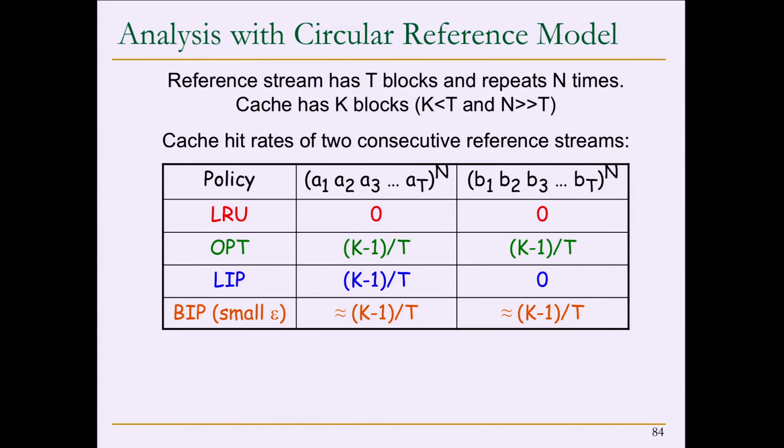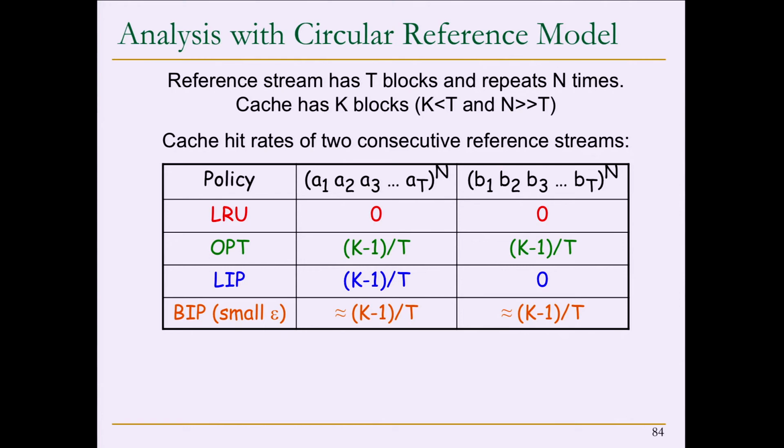What optimal will do is, because you have this cyclic reference pattern, it knows that blocks 1 through K are the ones that are going to be reused earliest into the future. So it's going to cache those K, but then one block is used for eviction. As a result, you get K minus 1 over T.